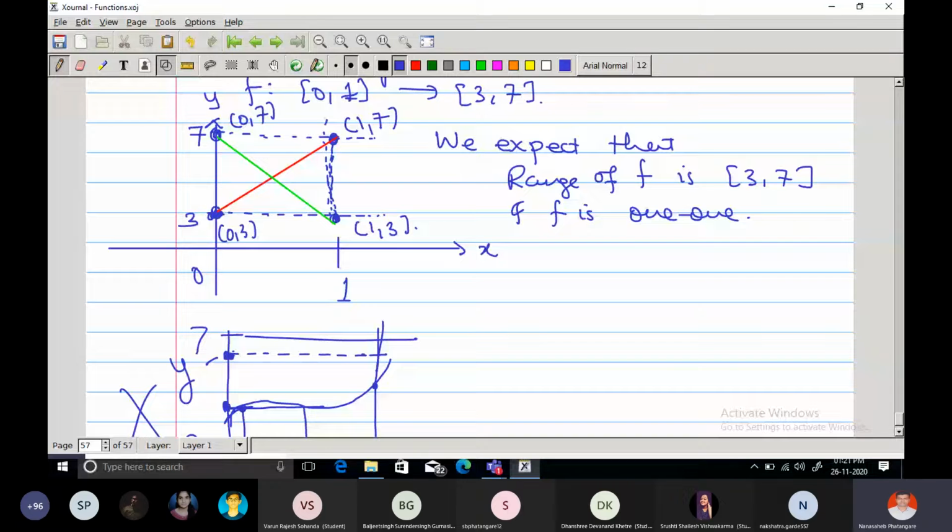If this idea is clear, then how do we find the exact function? Explicitly, what is the function whose graph is this red line or green line? Right? We understand what we expect or what we are going to find.